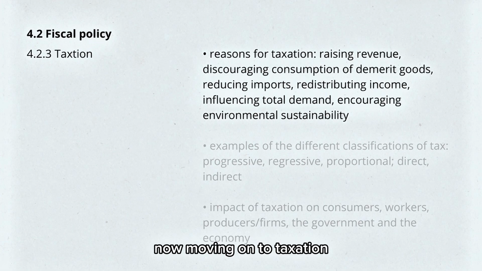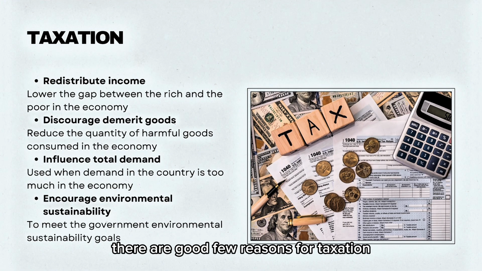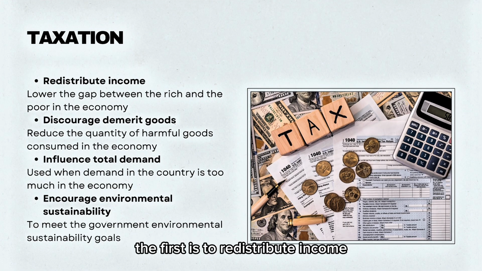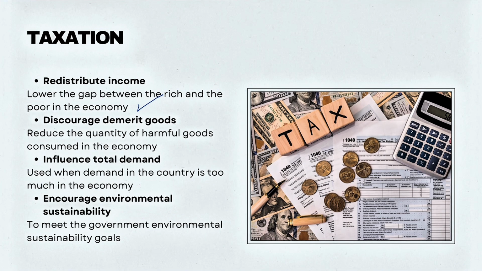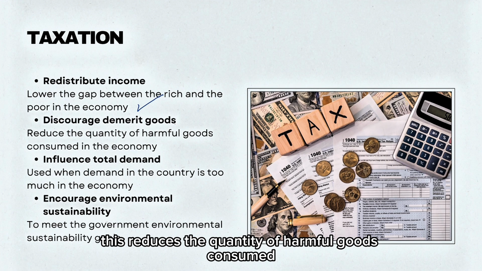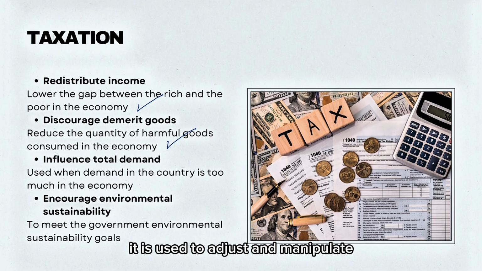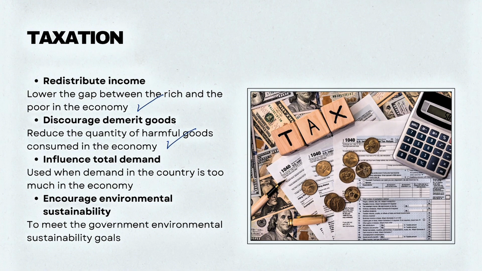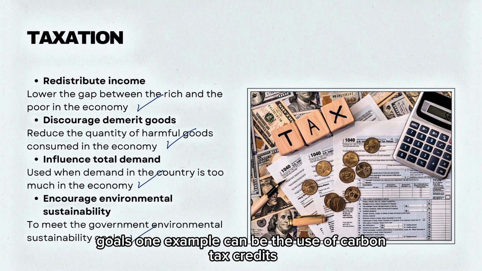Now moving on to taxation. There are a good few reasons for taxation. The first is to redistribute income, which lowers the gap between the rich and the poor in the country. Tax is also used to discourage demerit goods. This reduces the quantity of harmful goods consumed within the economy. It is used to adjust and influence total demand. And it encourages environmental sustainability, to meet the government's environmental sustainability goals. One example can be the use of carbon tax credits.